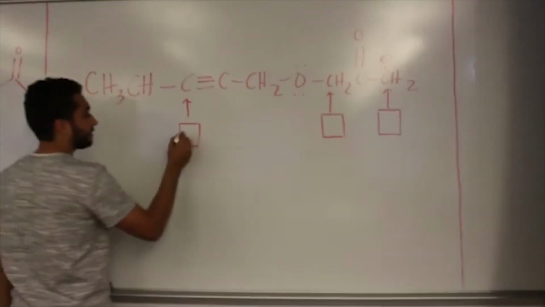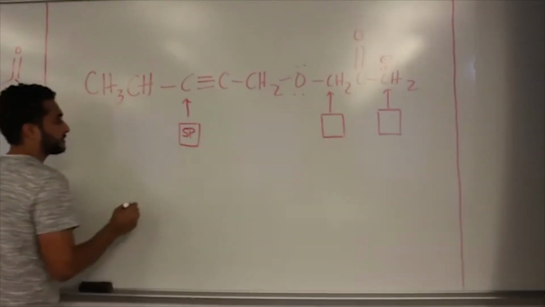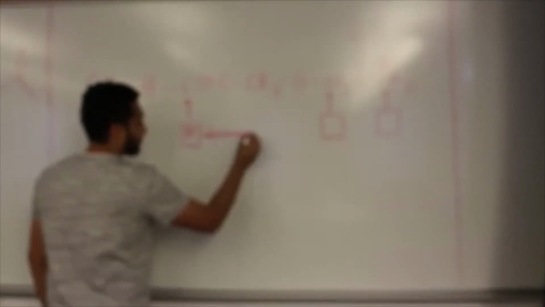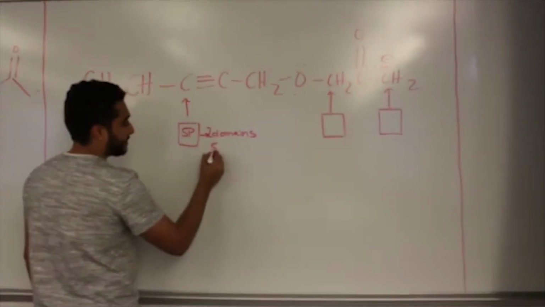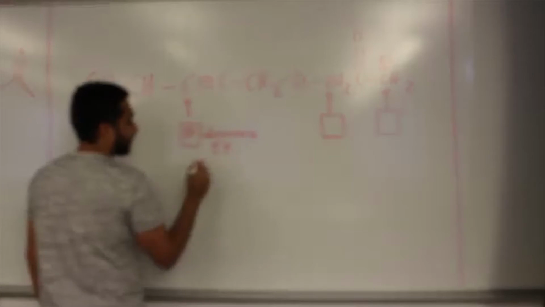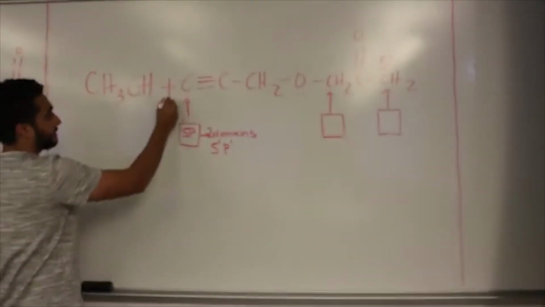SP. All right. And how did you know that? Triple bonds count as one domain. Yes. So SP correlates to two domains. And those two domains you can remember as SP is S1, P1. 1 plus 1 is 2. Here's that first domain. Here's that second domain. The triple bond counts as one domain.